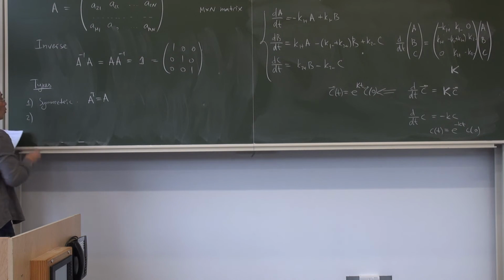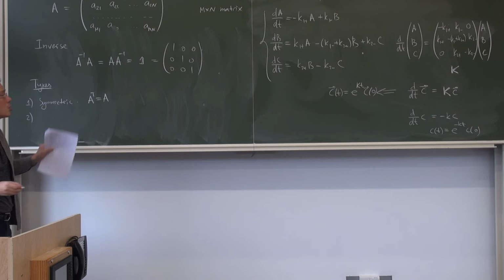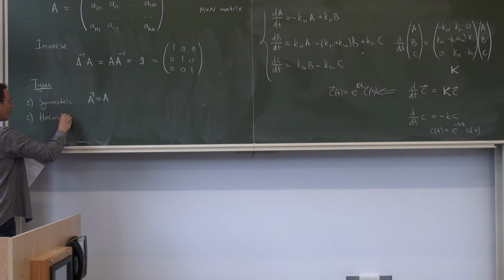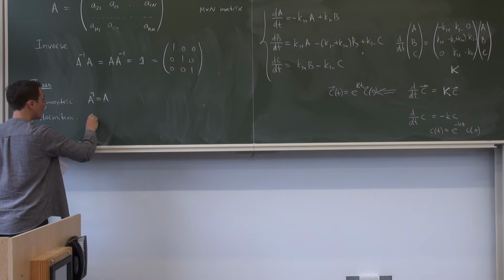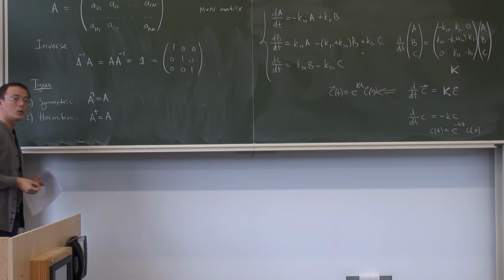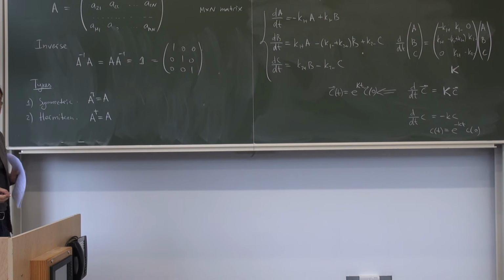Type number two is the complex generalization of this. It's called Hermitian. That's when A conjugate transpose is equal to A. These things correspond to observable operators in quantum mechanics.